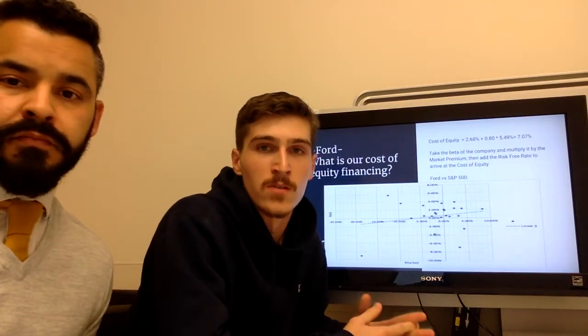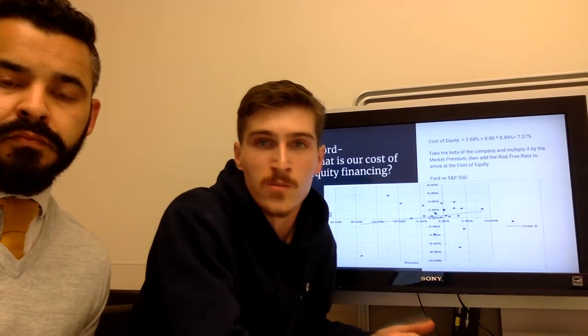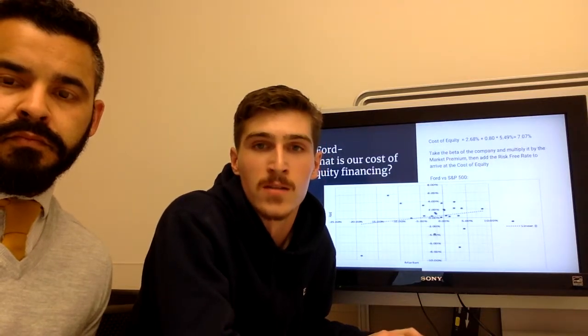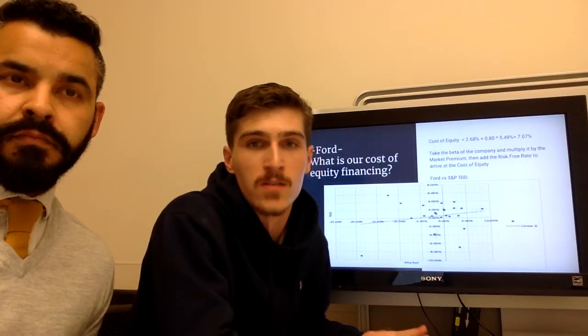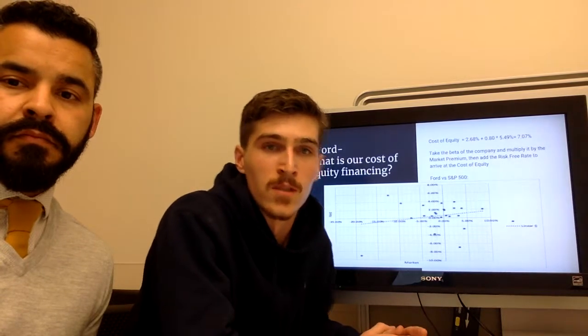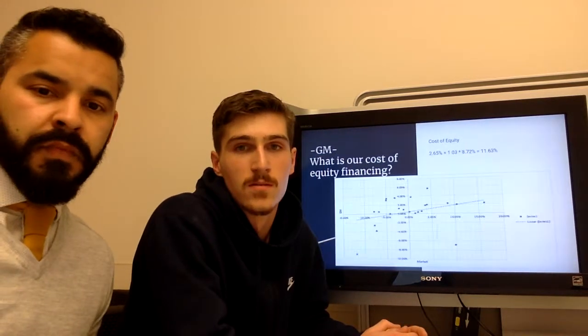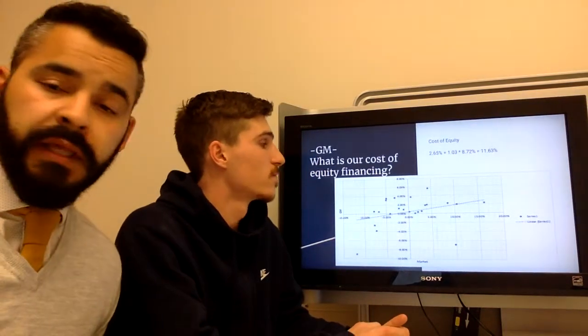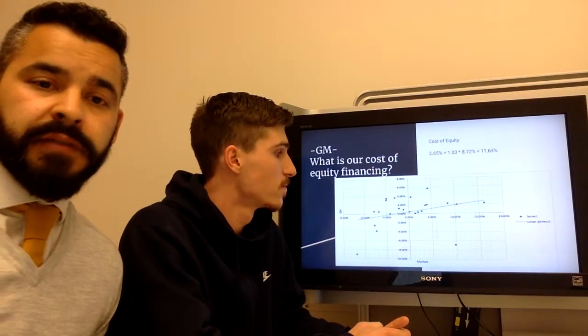So what is our cost of equity financing? Basically we took the 2.68% market premium, added it to the beta times the cost of equity. Came out to 7.07% for Ford. And if we look at GM, we calculated the same way. We ended up with an 11.63% cost of equity.